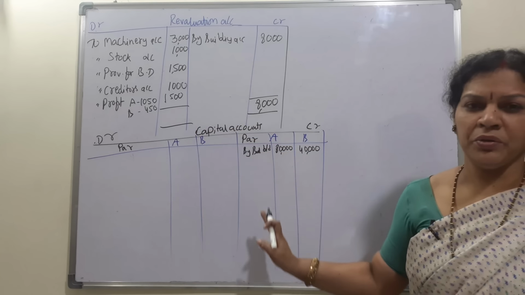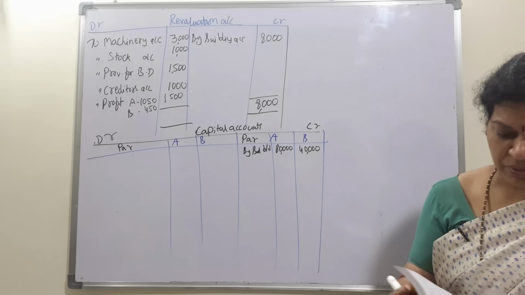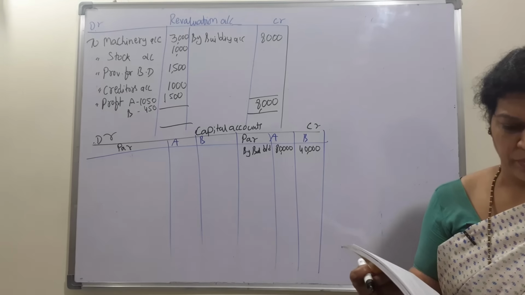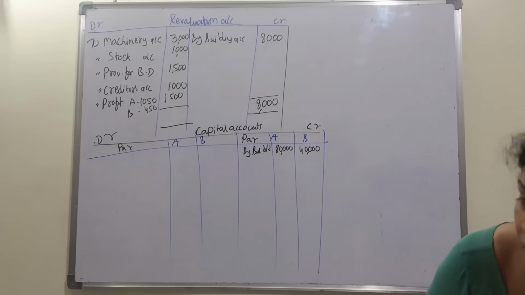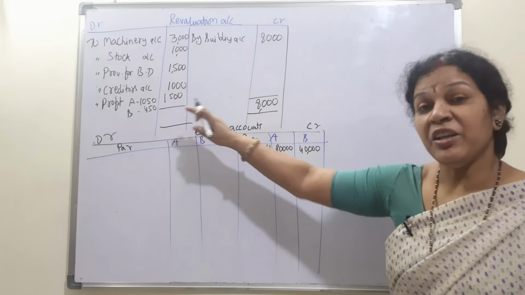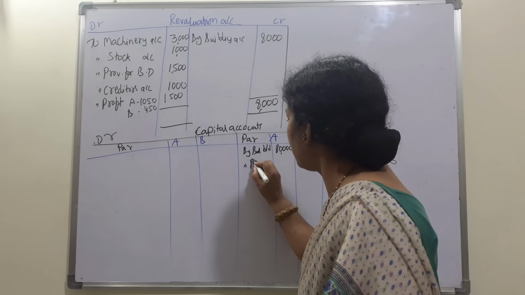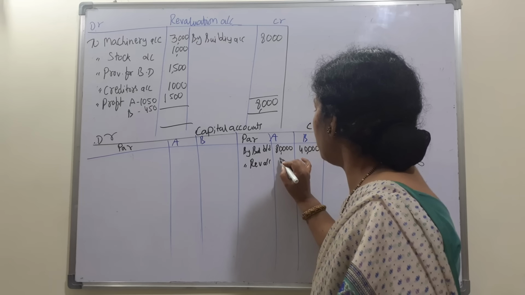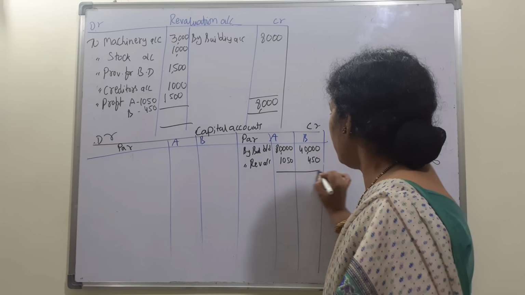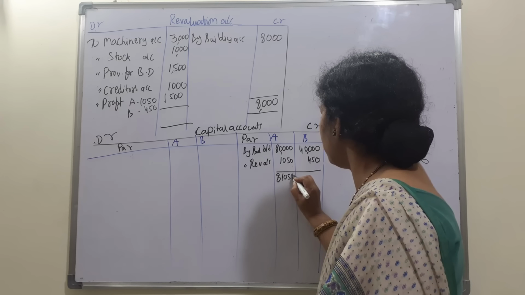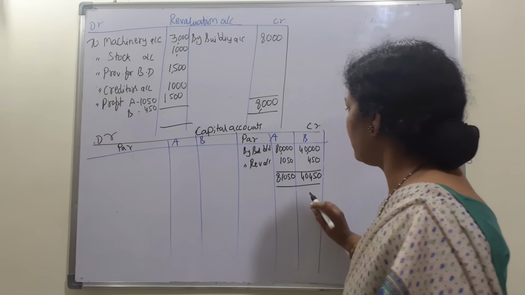Next, profit only we are going to transfer. Is there any amount to be related to the partners? Anything is given? Nothing is given, simply this one only. So we'll share the profit from the revaluation account, debit to credit. When you are transferring, what do you write? By revaluation account. 1,050 and 450. Total up: 81,050 and 40,450. That's all we have.